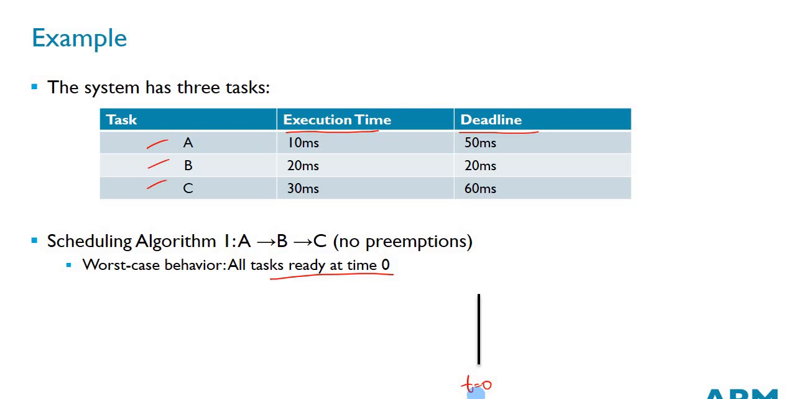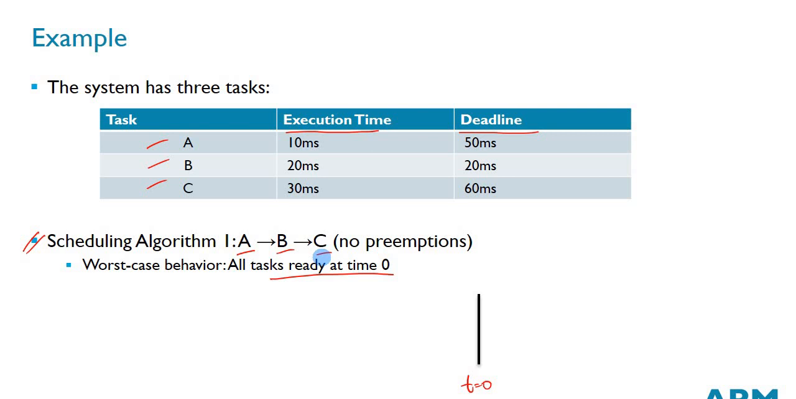Let's look at what would happen if I use this scheduling algorithm where I schedule A first, followed by B, and then C, with no preemptions. No preemptions means once a task is switched to the run state, it will run until it completes. That means it fully completes whatever execution time it needs, and then the next task will get a chance to run.